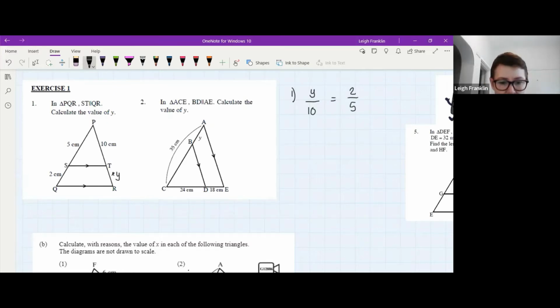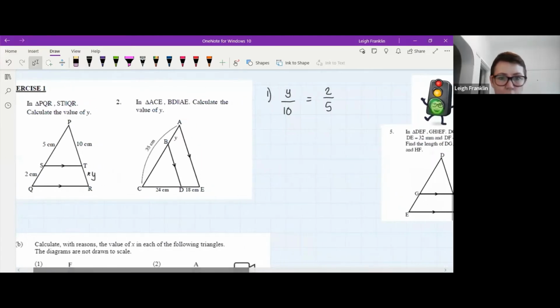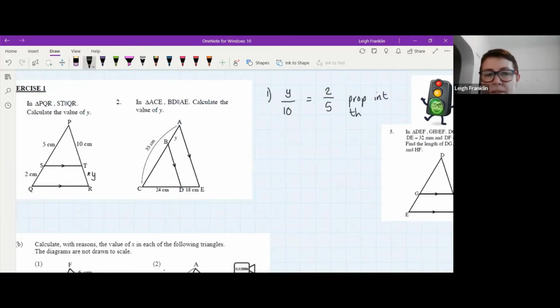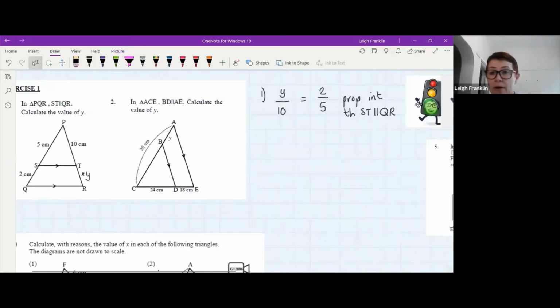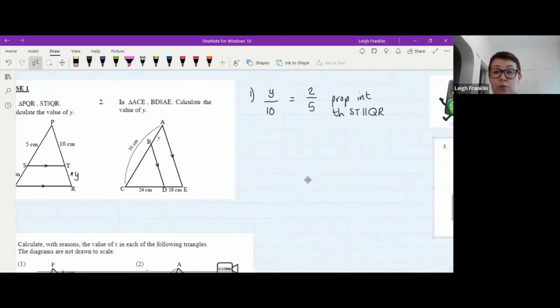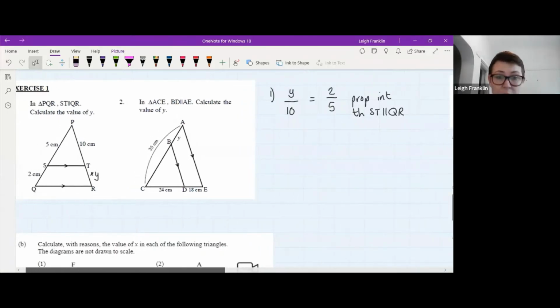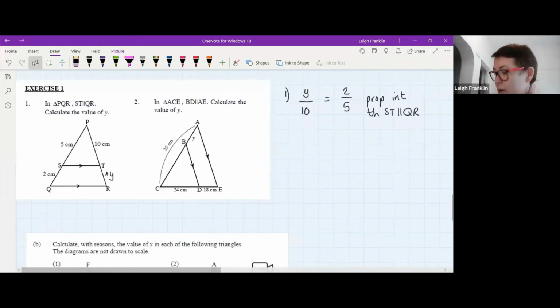Once I've made that statement, I have to back it up with a reason. So my reason is going to go next to this, and I'm going to write proportionality intercept theorem. And then I mustn't forget to name the parallel lines. So that's it, ST parallel to QR. Remember last time I said to you that the matric markers are very fussy about that. If we don't name our parallel lines, they are not going to give us the mark for this reason. So please, please, please do not forget about naming your parallel lines.